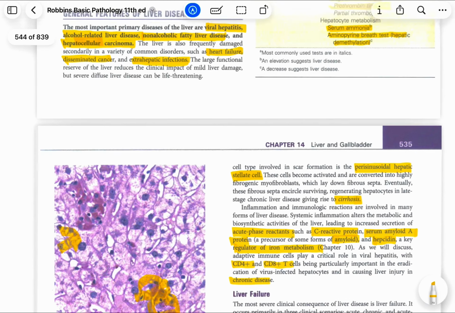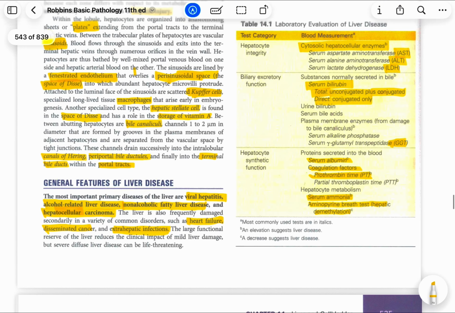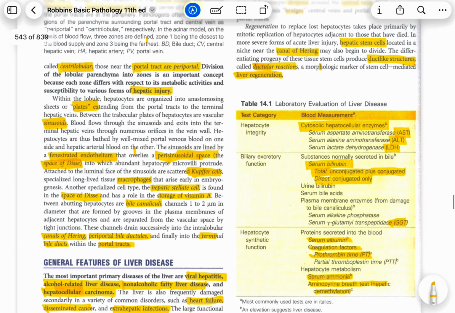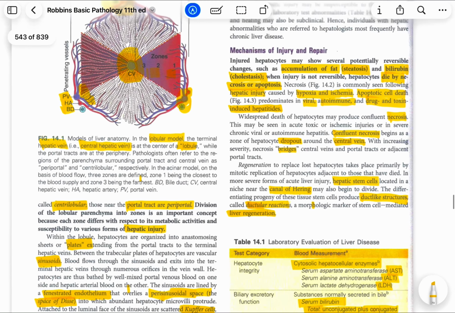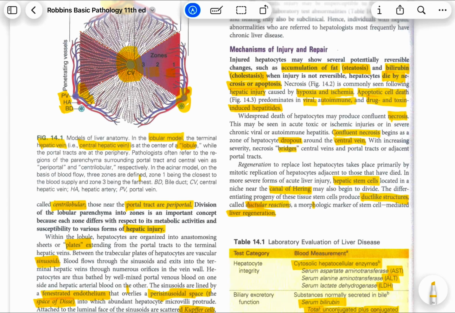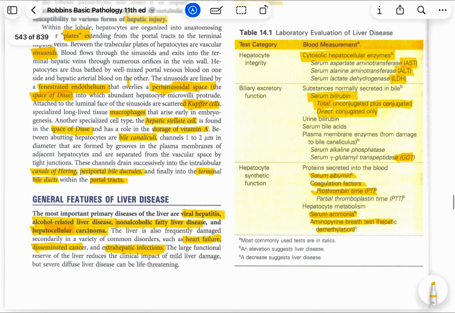So we have seen the basic architecture of the liver and the mechanism of liver injury. It could be reversible or it could be irreversible. In case of reversible injury, there will be steatosis and cholestasis, and in case of irreversible injury, there will be necrosis and apoptosis. We have also seen how we can evaluate liver disease and what tests we can do.